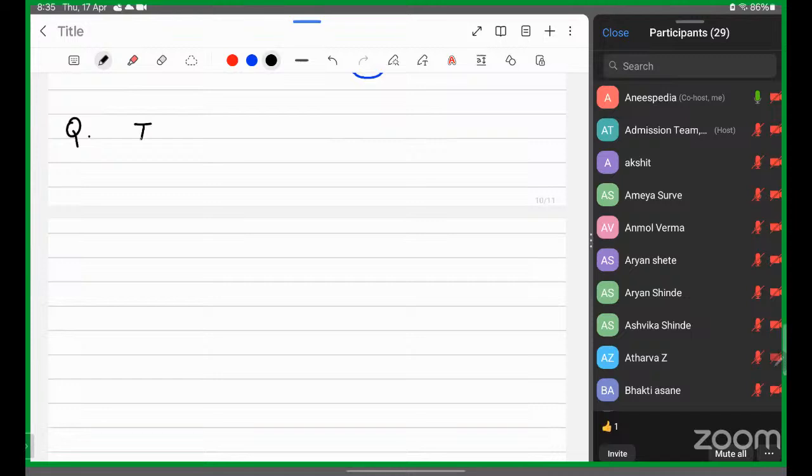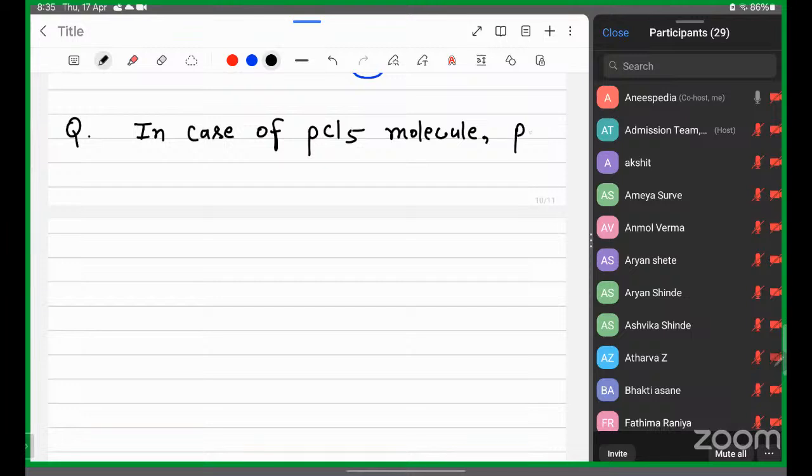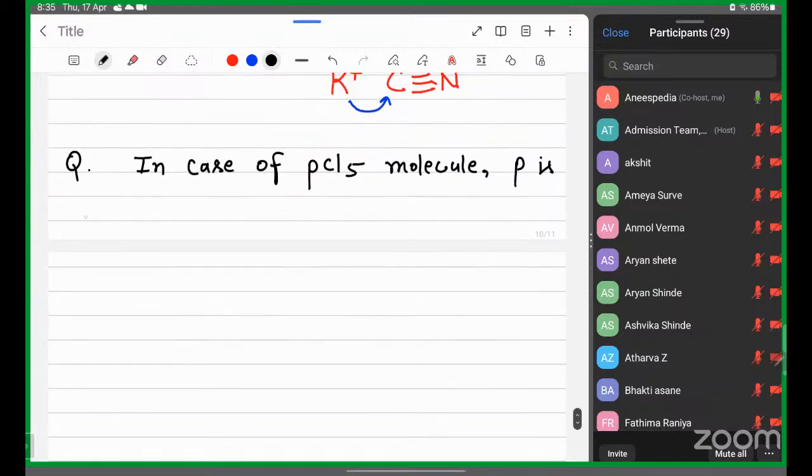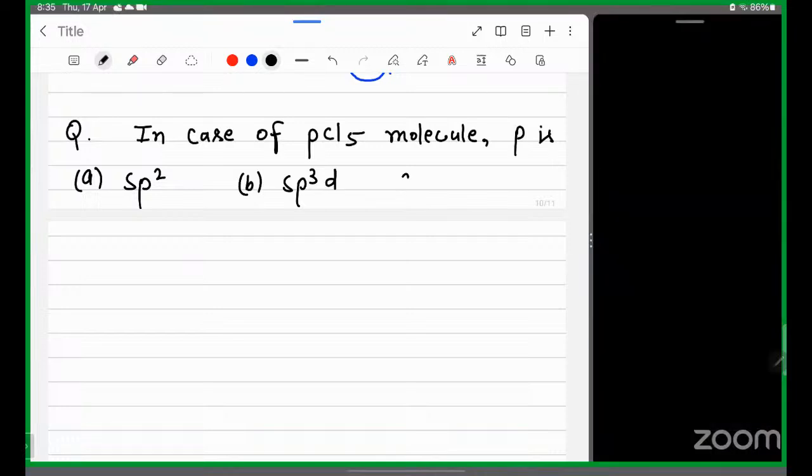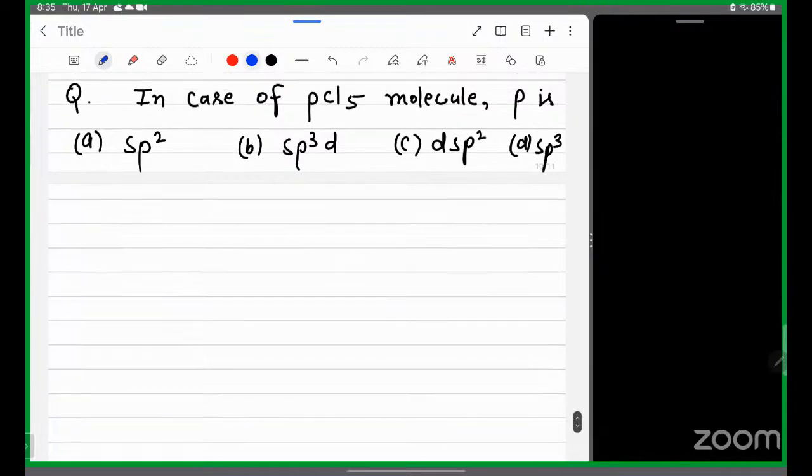In case of PCl5 molecule, P is option A, sp2 hybridized, option B, sp3d hybridized, option C, sp3 hybridized, or option D, sp3 hybridized. So what will be the hybridization of phosphorus P in the PCl5 molecule?